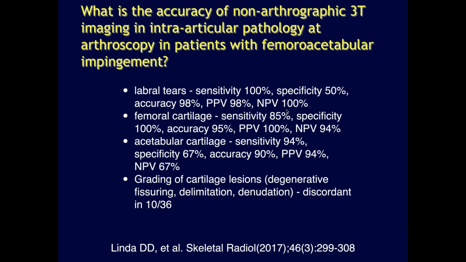So then what is the accuracy of non-arthrographic 3T imaging for intra-articular pathology at arthroscopy in patients with femoroacetabular impingement? You can see very high sensitivity for labral tears, though the specificity was not so great. Cartilage, not too bad, 85% sensitivity, high specificity. So overall, the statistics weren't too bad for regular 3T MR imaging of the hip compared to arthroscopy.